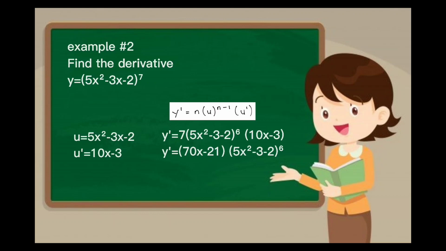Now, let us simplify it. Multiply the 7 to 10x, and that is 70x. And 7 times negative 3 is negative 21. And times our u, which is 5x squared minus 3x minus 2 raised to the power of 6. In conclusion, we have the derivative y prime equals (70x minus 21) times (5x squared minus 3x minus 2) raised to the power of 6.